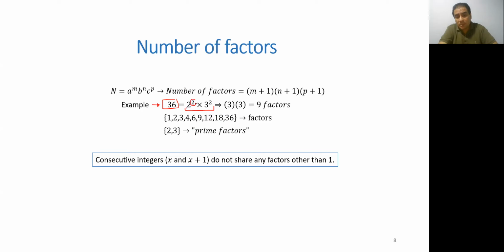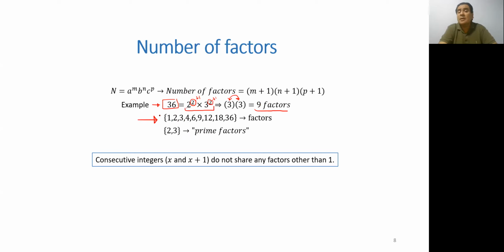We take the exponents, add 1: 2 plus 1, 2 plus 1, and then we get 3 and 3. We multiply this and get 9 factors. Okay, one more time. You factor 36, you check out the exponents of the prime factors, add 1 to each of the exponents, and then multiply them. So you get the total number of factors of 36.